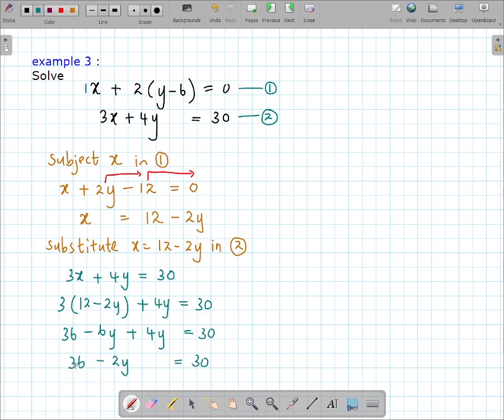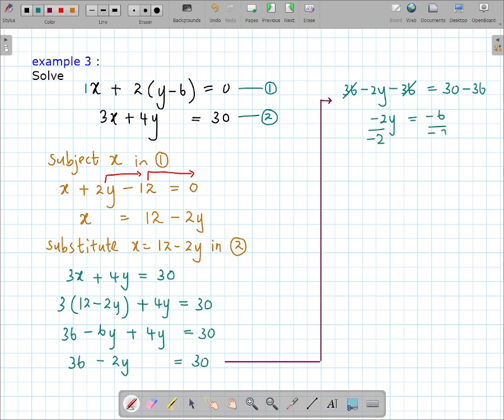Then here 36, I have to remove 36. Subtract 36 from both sides. So I write 36 minus 2y minus 36 equals 30 minus 36. Then 36 and 36 get cancelled. Minus 2y equals 30 minus 36, that is minus 6. Then divide both sides by minus 2. Then minus 2 get cancelled. Y remains. Minus minus get cancelled. 6 divided by 2, that is 3.